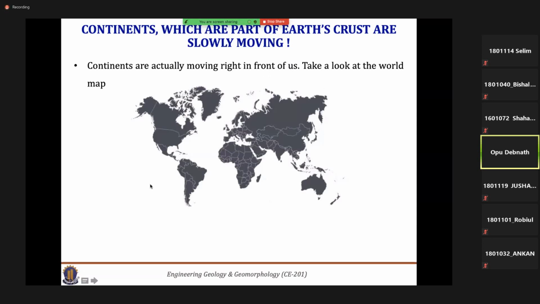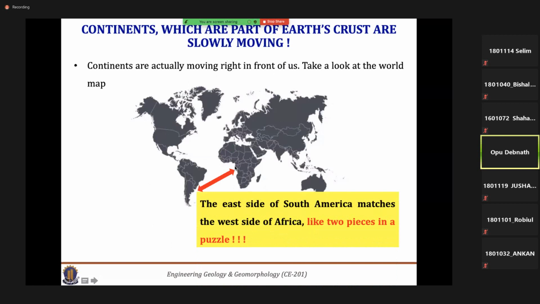So let's have a look at our map. If you look at these portions, the east side of South America matches with the west side of Africa. It looks like two pieces of a puzzle. Actually, those are separated from each other. So this is a hint or clue that the continents are actually moving. That means millions of years ago they were a single piece and then moved.